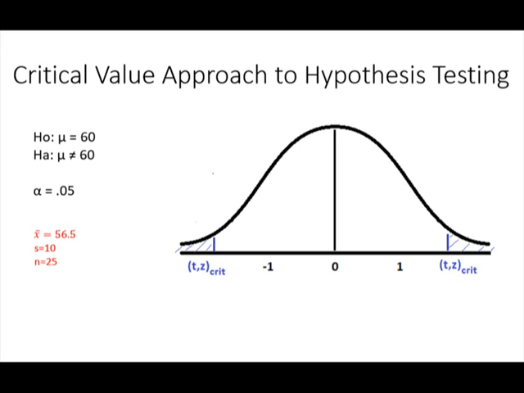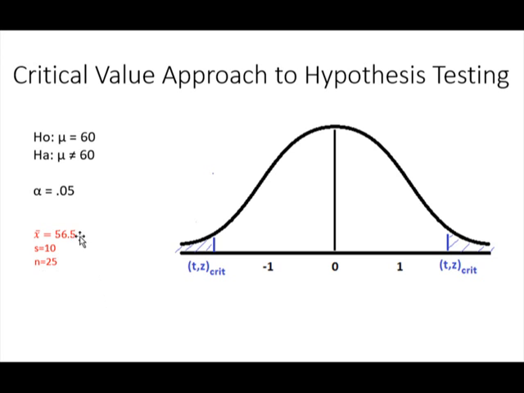So suppose we go out and collect our data, and we get a sample mean of 56.5. Notice that is 3.5 units below what we expected according to the null hypothesis. And suppose we get a standard deviation of 10 and a sample size of 25. That means your standard error is s over the square root of n, which is exactly 2 because I picked nice numbers.